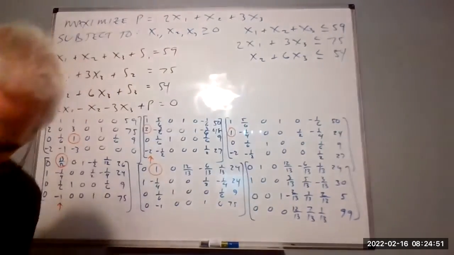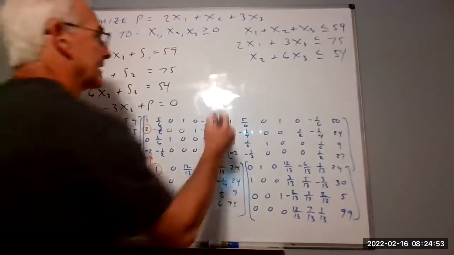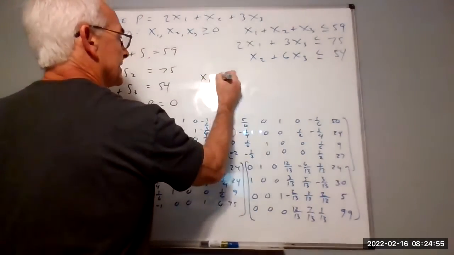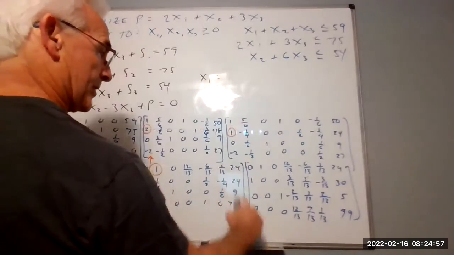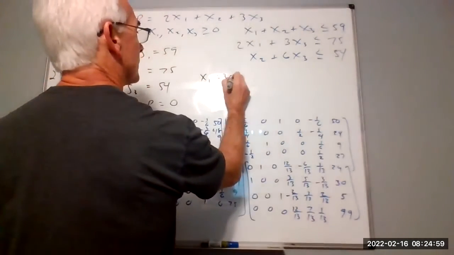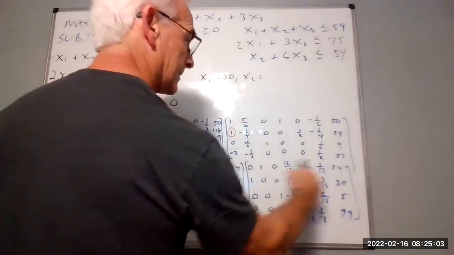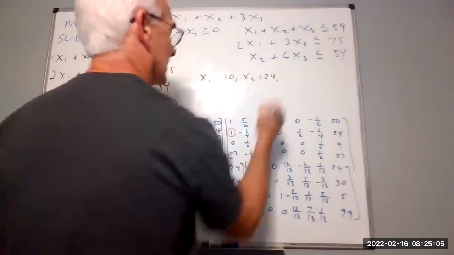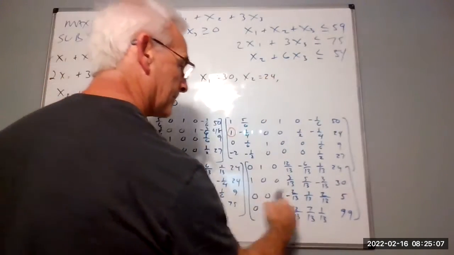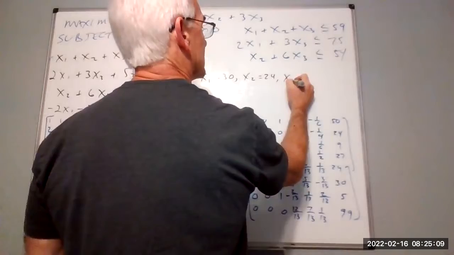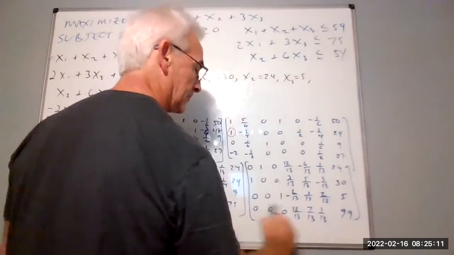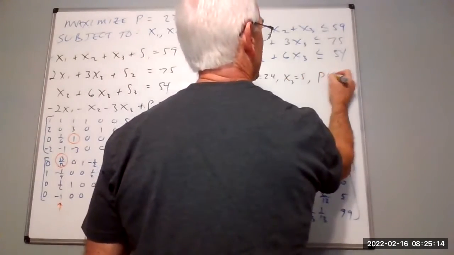So we read our solution this way. We'd say x1 is what? x1 is 30. x2 is 24. x3 is 5. And finally, my profit is 99.